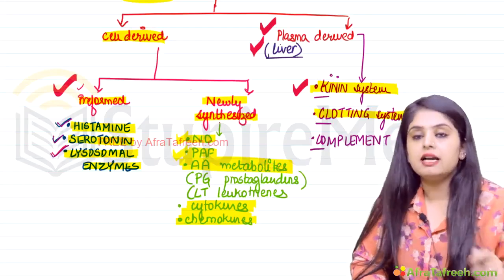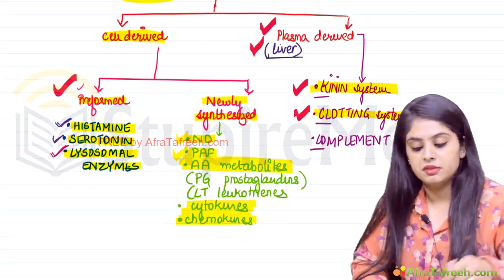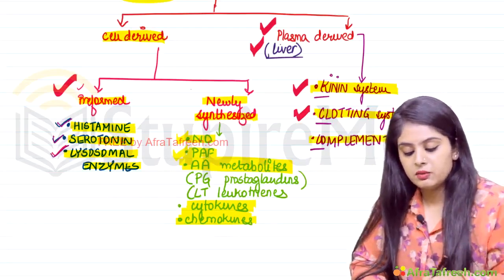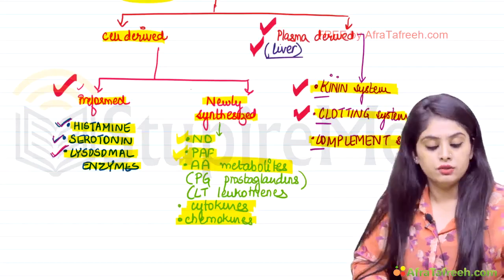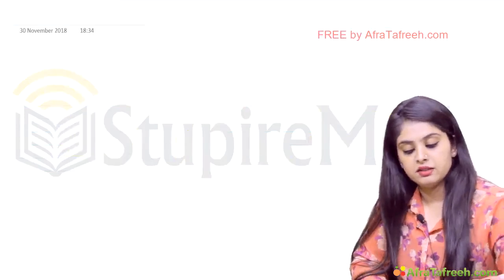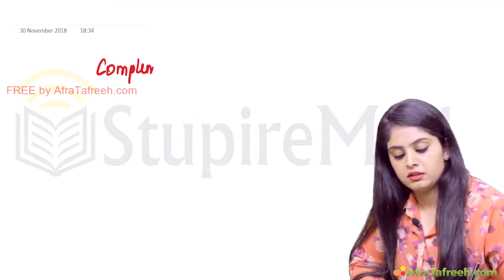We have discussed the kinin system. We have also discussed the clotting system. The last system that we are left with now is the complement system. So this is what we need to know next. We need to study the complement system.